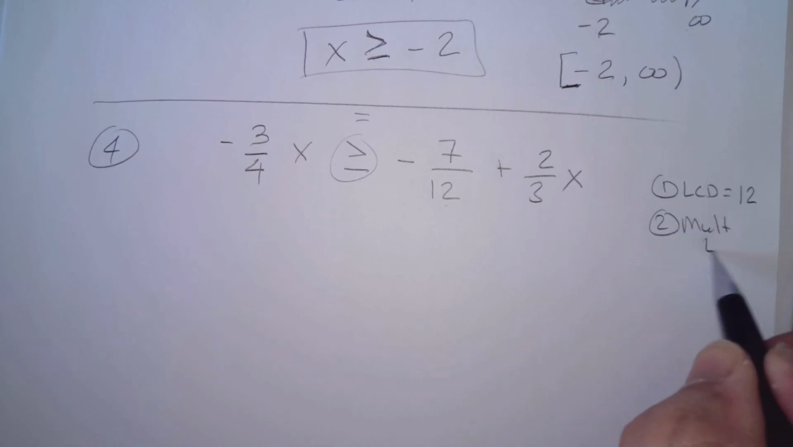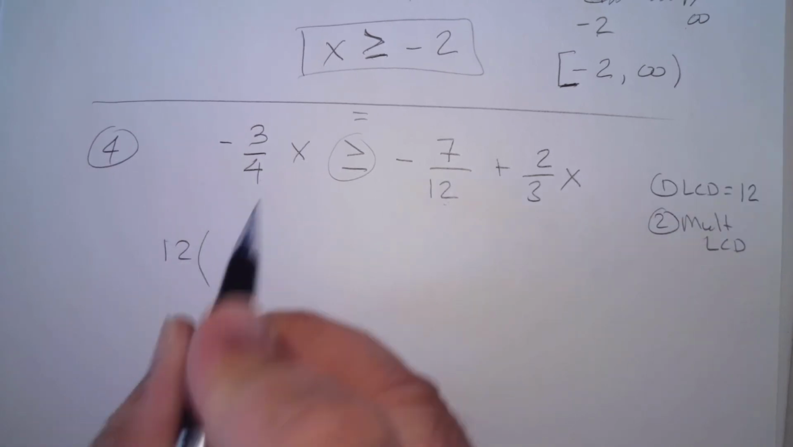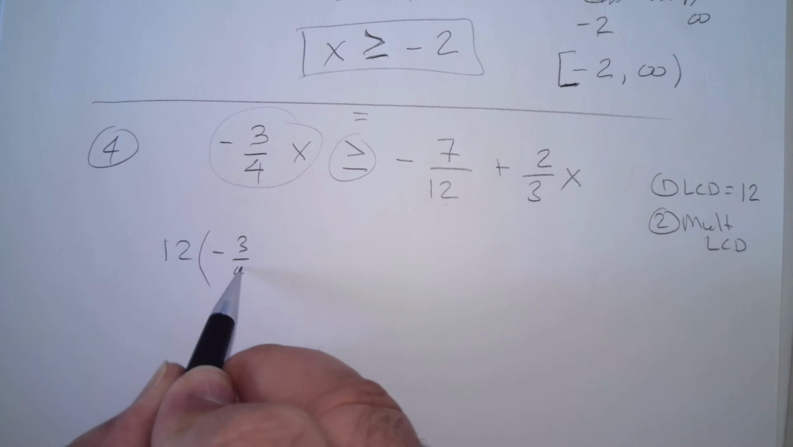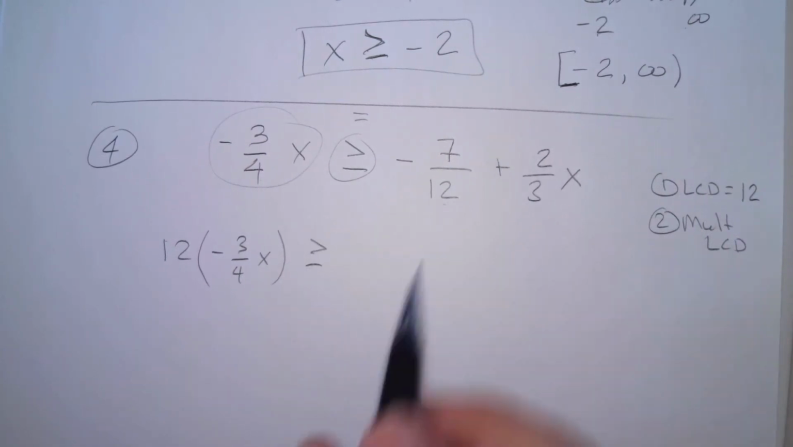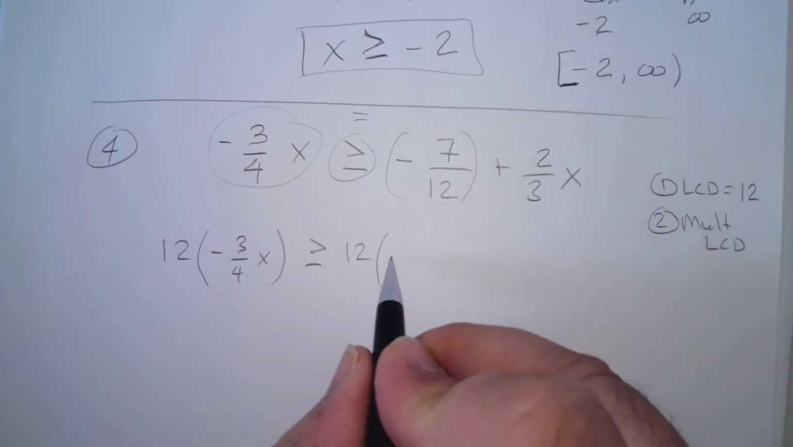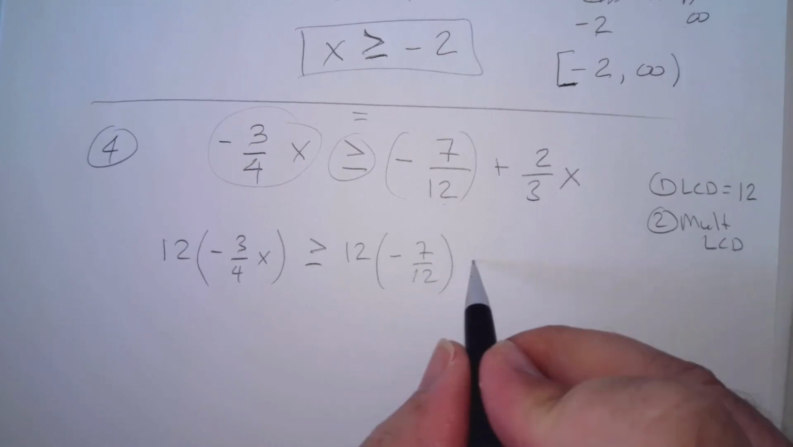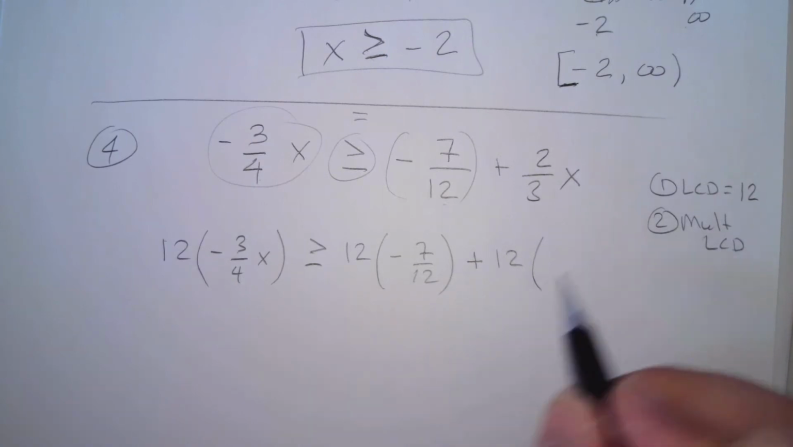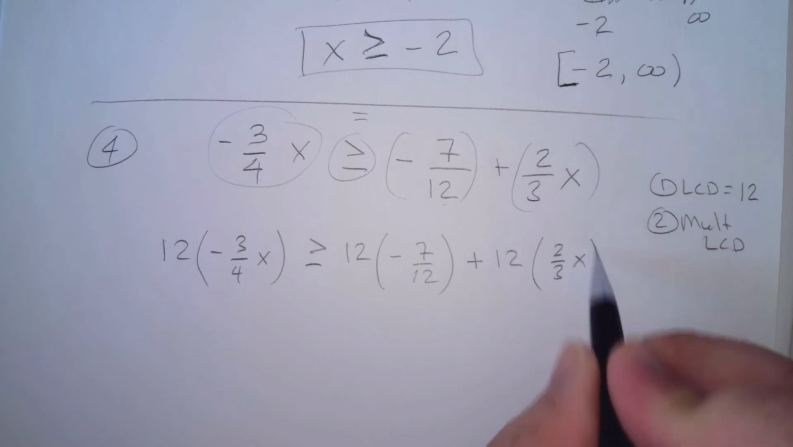So multiply the LCD to each term. Put this one in parentheses. Negative 3 over 4x greater than or equal to. Put a 12. Put this in parentheses. Negative 7 over 12 plus your LCD and then everything else behind it. 2 over 3x.